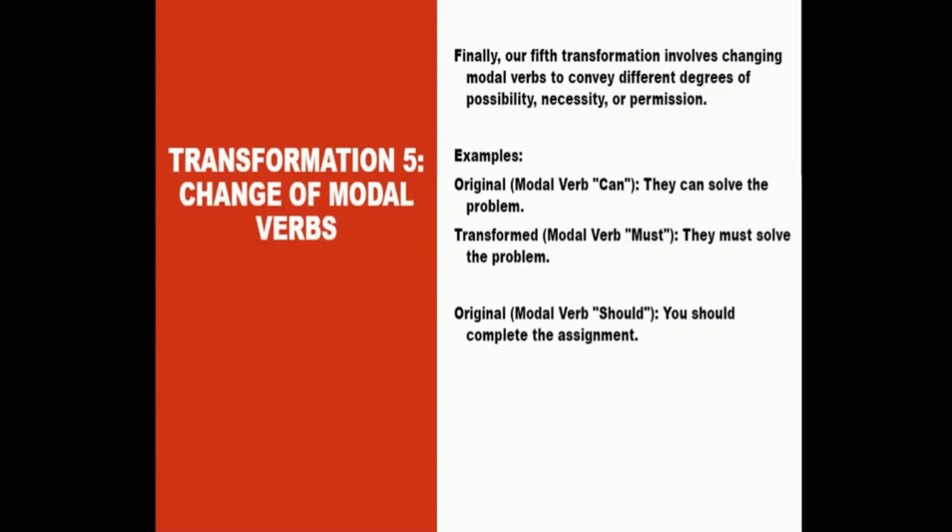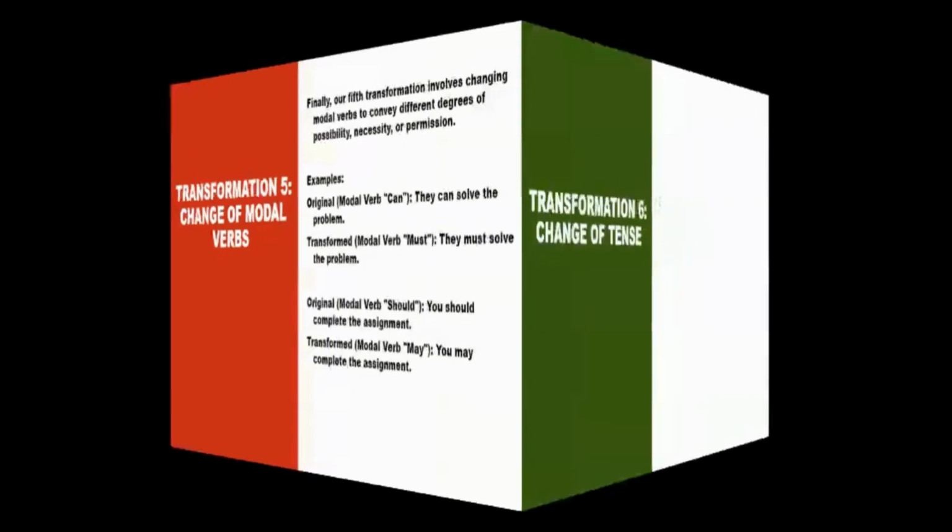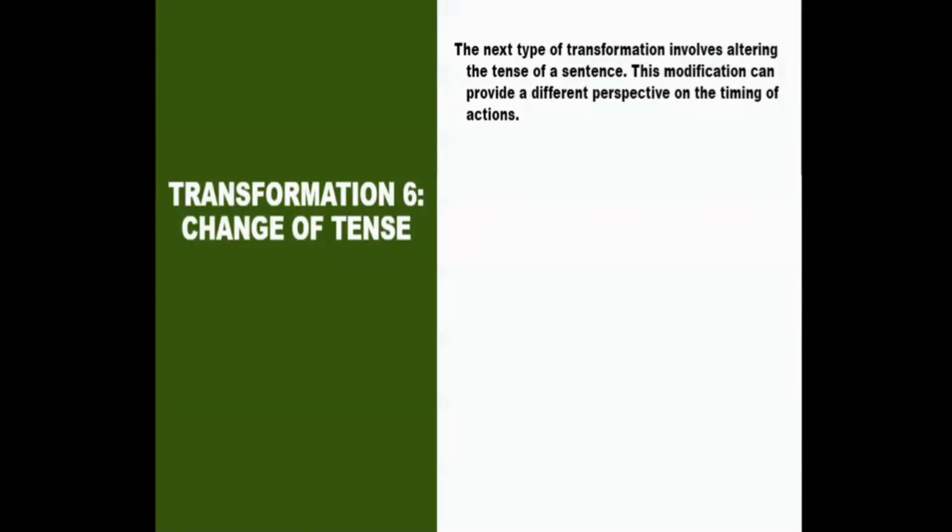Now, the next example, using the modal verb should, you should complete the assignment. We can transform this by using another modal verb, may. You may complete the assignment. Okay? Moving further, we come to transformation number 6, which has to do with change of tense. Okay? Altering the tense of a sentence. This modification can provide a different perspective on the timing of actions.